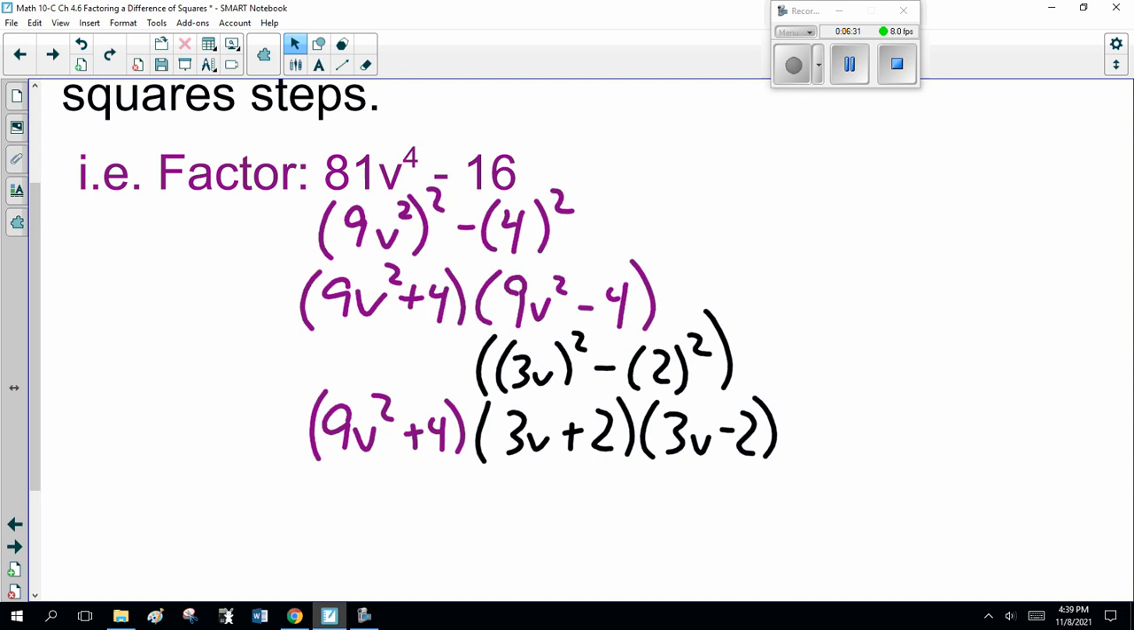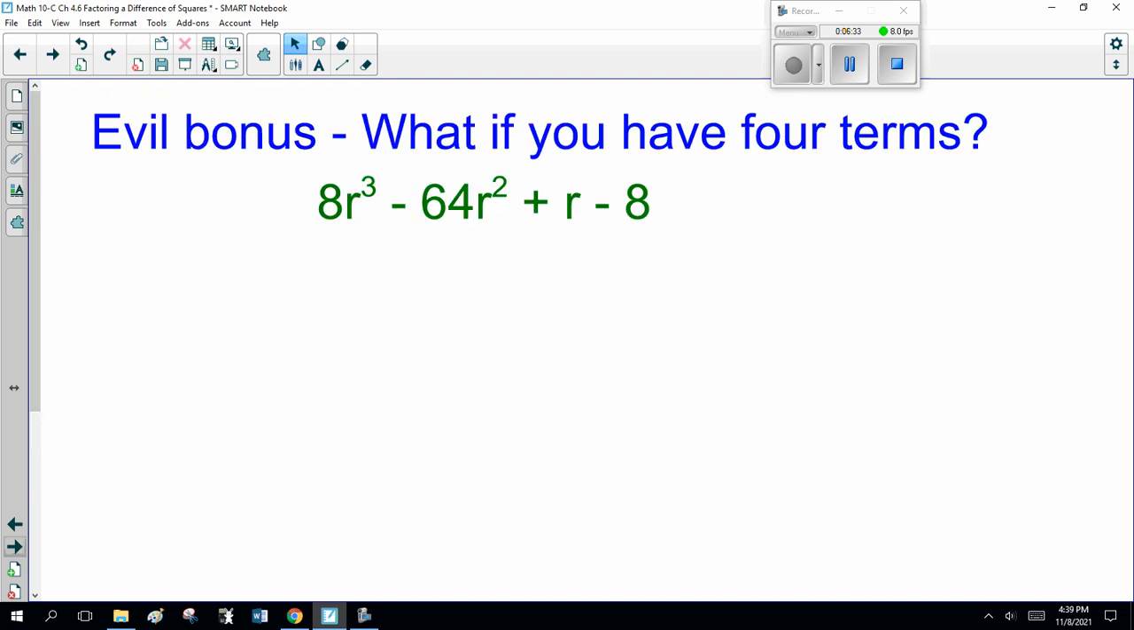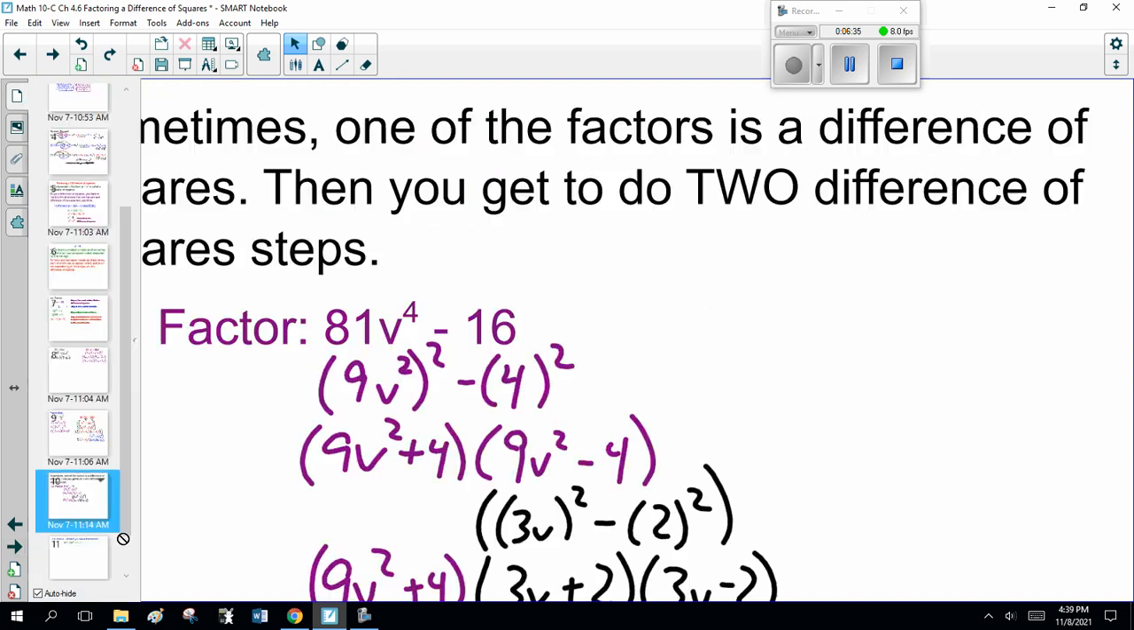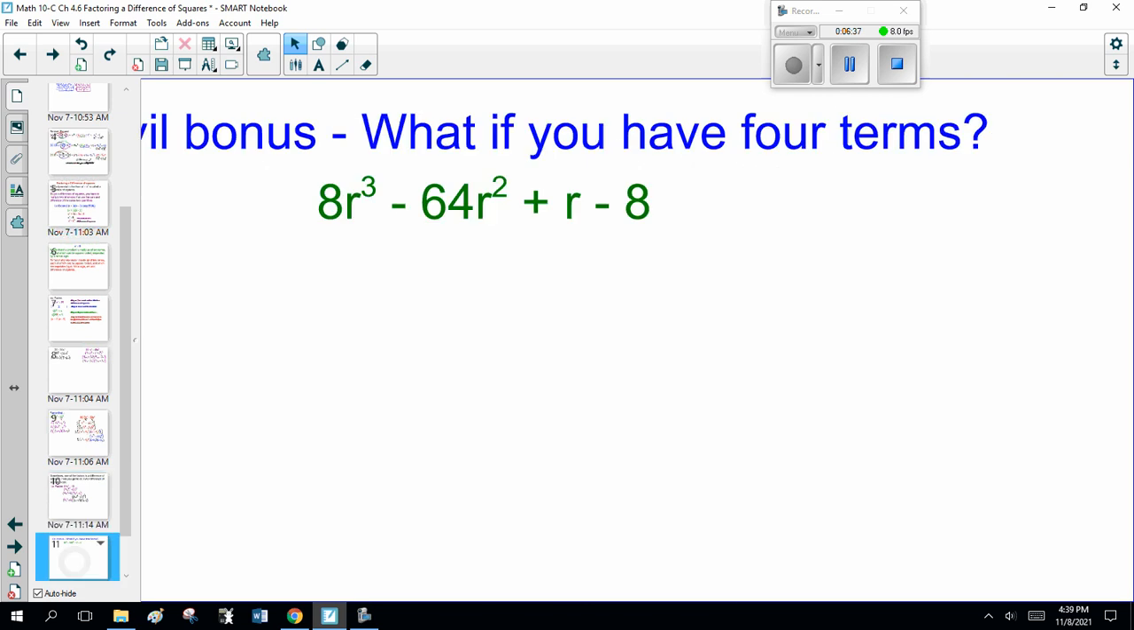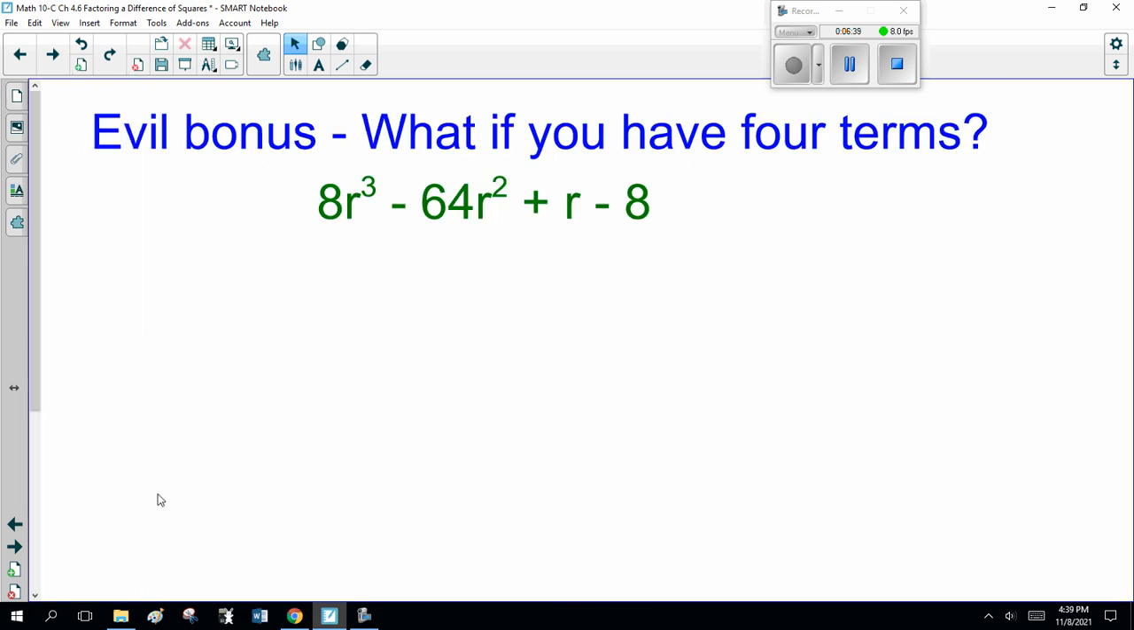Now, finally. One more question. All right, last question. Evil bonus. Well, it's not evil. What if you have 4 terms? We've done this before. This is a review question I should have put at the beginning. What if you have 4 terms? What do you do? You chunk it.